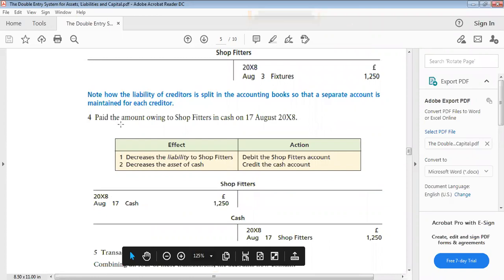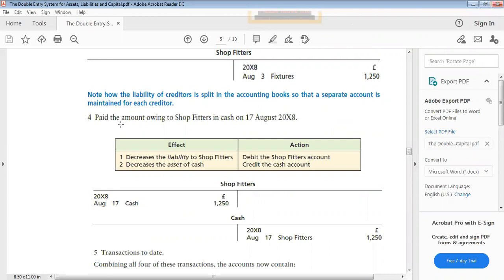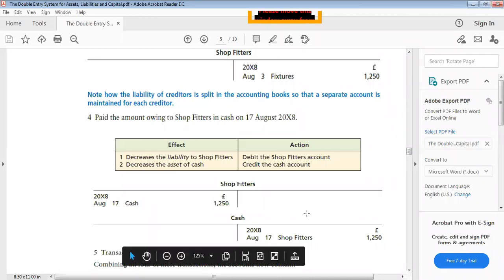Paid the amount owing to shop fitters in cash on August 17, 2018. Now, listen to me carefully now, please. You might see me do it like this now, but that's not how you're gonna do it when you're doing a recording. All right? Listen to me carefully at this time.